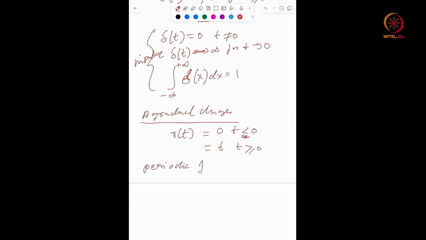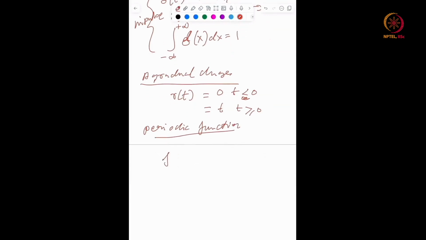Let's write that. Your f(t) is basically equal to f(t + nT), where n is an integer number and T is the time period. So this is the period, right? So you can see all these nice little features. And then you can also calculate the dynamic response for first order systems and second order systems and stuff like that.